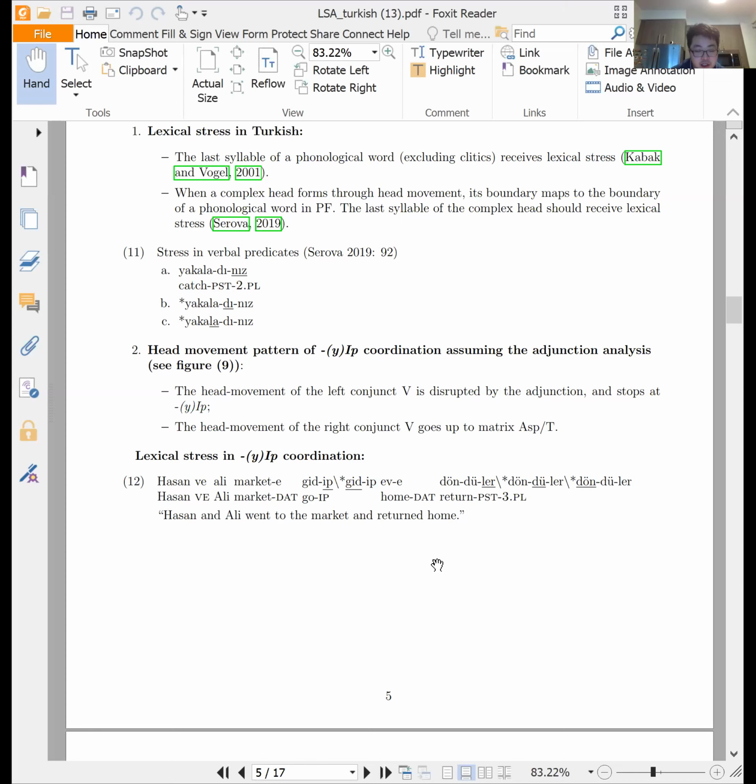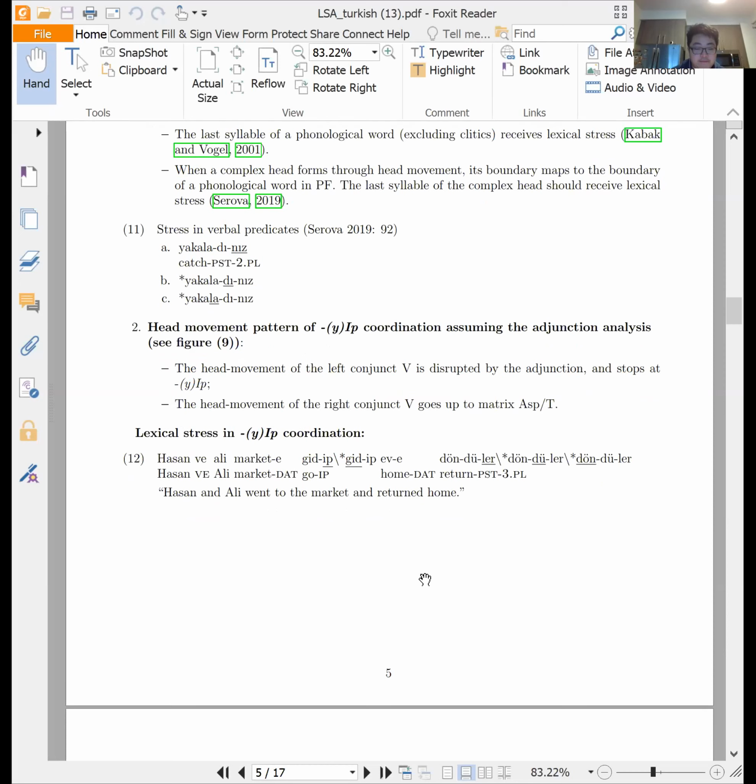Second, assuming the adjunction analysis of IP coordination, so recall the structure in 9 on the previous page, where V is in both conjuncts, V in both conjuncts undergoes cyclic head movement. The left conjunct V moves up to IP, and further movement is disrupted because of the adjunction. And the right conjunct V should move all the way up to matrix T and asp, as in regular sentences, given that the right conjunct is basically the clausal spine, and nothing disrupts the head movement.